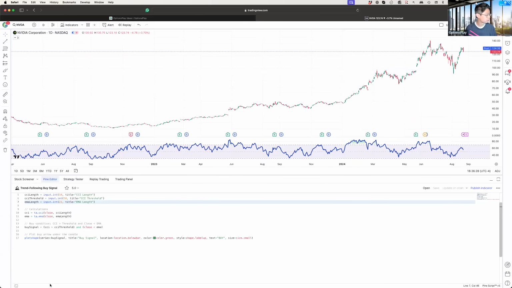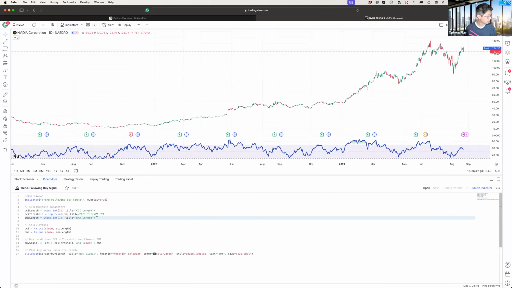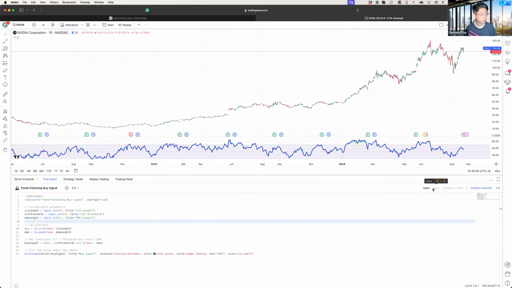This basically allows you to build your own custom indicator. You basically go to Open, New Indicator. I've already saved this as my trend following buy signal. I've copied and pasted the code that ChatGPT spat out. And what you do is you simply click on save and add to chart, or update on chart rather. So once you take the code that ChatGPT spits out, you open your Pine editor, open a new indicator, save it, whatever you want to call it, and then update chart.